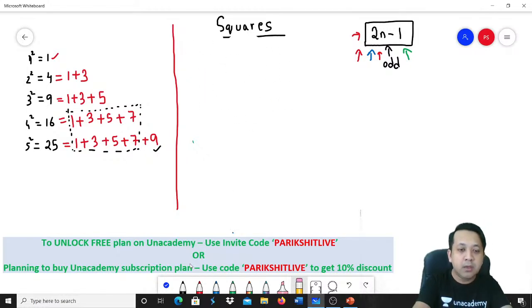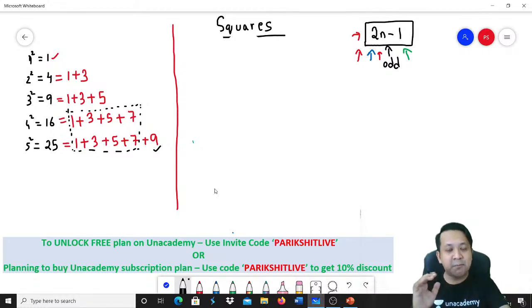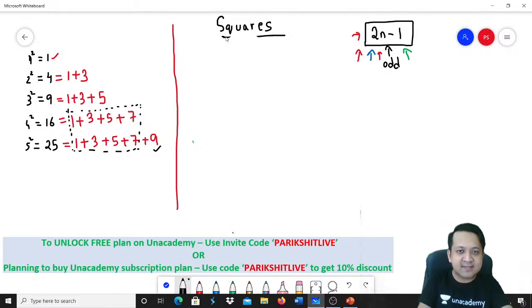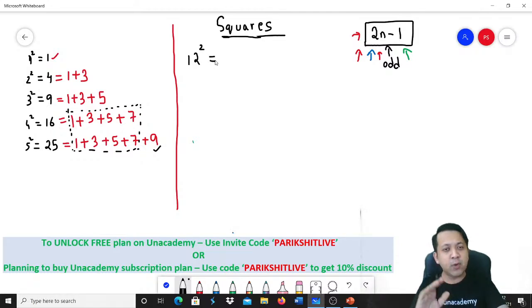Okay? Now, with this knowledge in mind, let's say you need to determine, for example, 12 square. Now 12 square, be very careful, okay? 12 square is 144. All of us know, but I want to extend the logic. I want to understand the logic and extend it for bigger sums. So hold on and try to understand.